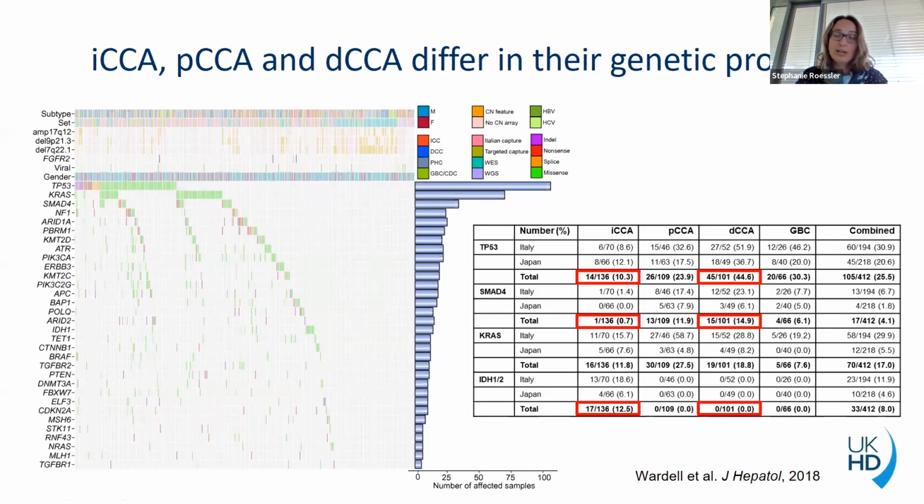And right now people are more and more considering intrahepatic, perihilar, and distal cholangiocarcinoma as separate diseases, and are also more and more looking separately at these different cancers.